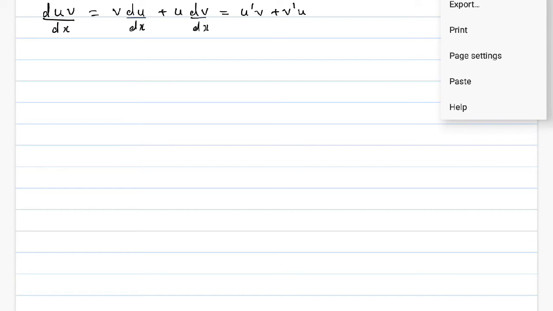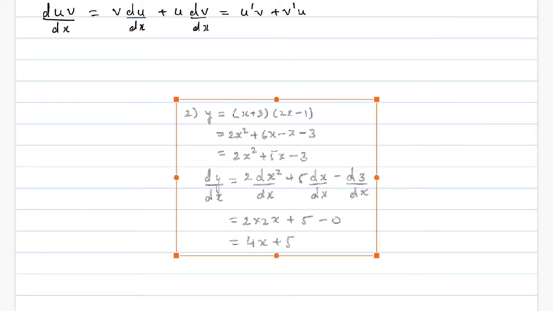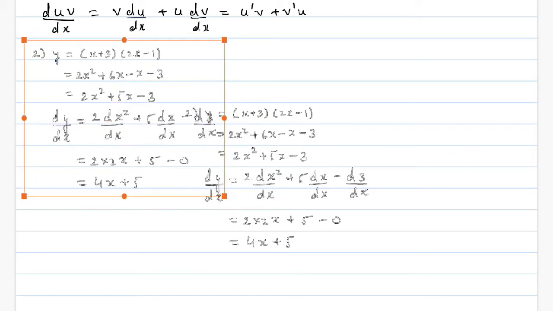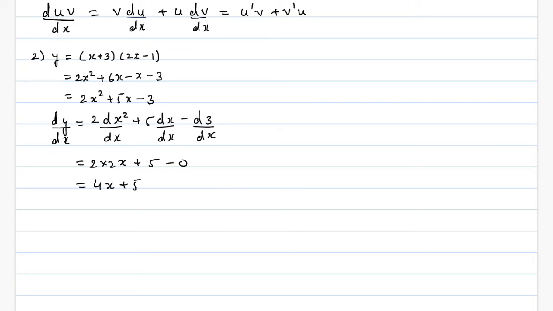Now, while we were solving, we solved this particular question where we had y is equal to (x plus 3)(2x minus 1), and we got our final answer as 4x plus 5. Now we expanded this, but we can solve it using this particular multiplication as well.